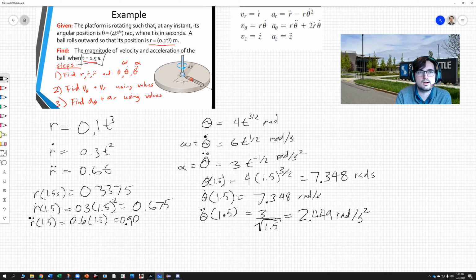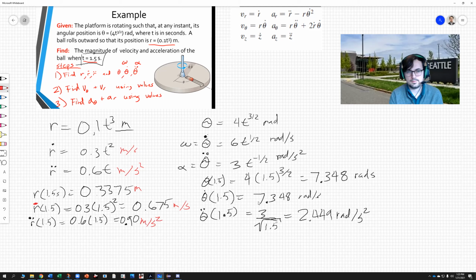Coming over here to r, r is in terms of meters. So let's put that in here. Doing that, then our first derivative will be meters per second, and our second derivative will be meters per second squared. So r is in meters, r dot is in meters per second, and then r double dot is meters per second squared. All right, so now we've done the first step, which is find r, theta, r double dot, theta double dot.